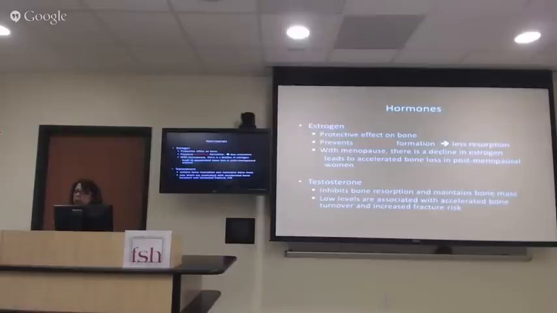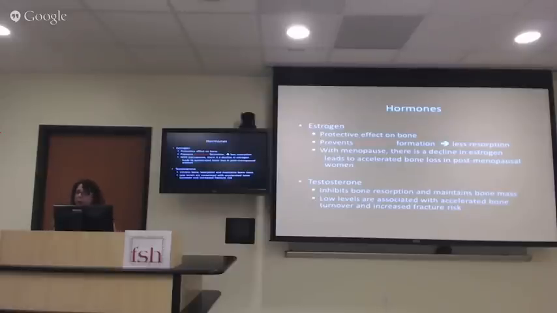Estrogen is a hormone that's very protective for bone, and it prevents the formation of those osteoclasts that resorb. So when a woman hits menopause, there's a sudden decline in estrogen, and this leads to the accelerated bone loss because there's less protection, and this results in bone loss in postmenopausal women.